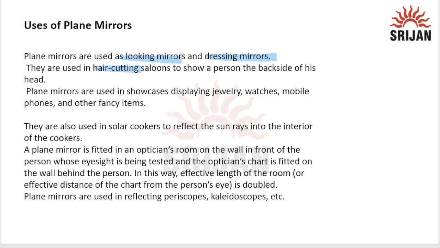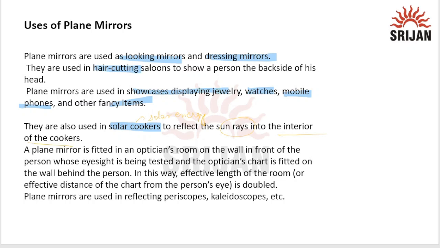They are used in hair cutting salons also to show a person the backside of his head. Plane mirrors are used in showcase displaying jewelry also, watches, mobile phones and other fancy items. Now they are also used in solar cookers. These are used to harness the solar energy, that is a form of green energy, to reflect the sun rays into the interior of the cookers.